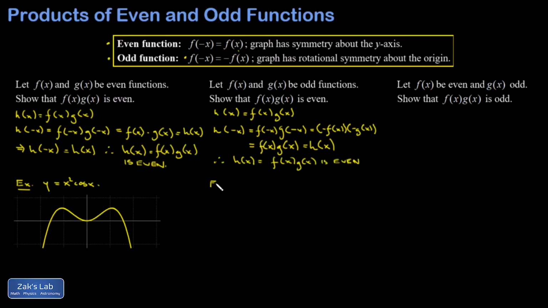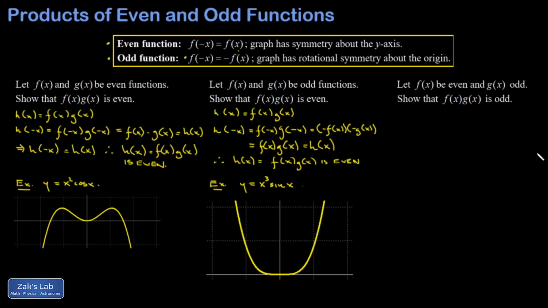So let's look at a quick example of a function that's a product of two odd functions. I'm going to look at x cubed sine x. X cubed is an odd function. The sine function is an odd function. Let's see what the graph looks like. Again, I see that reflection symmetry about the y-axis, which is what I expect to see for an even function.